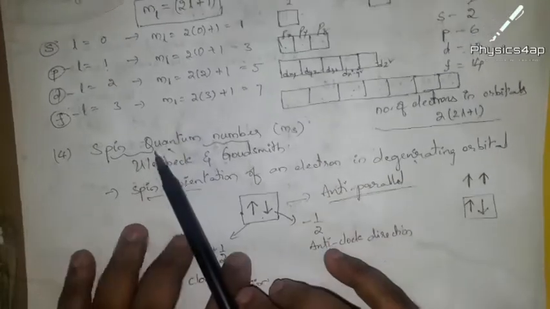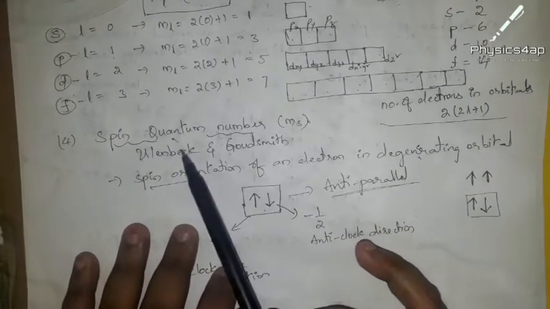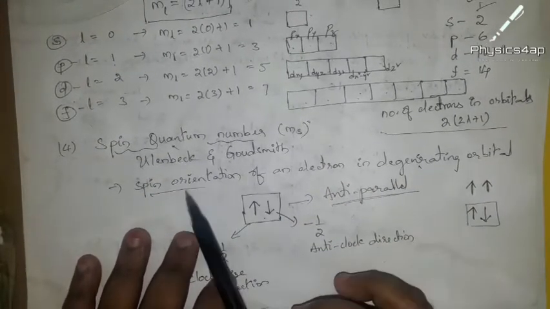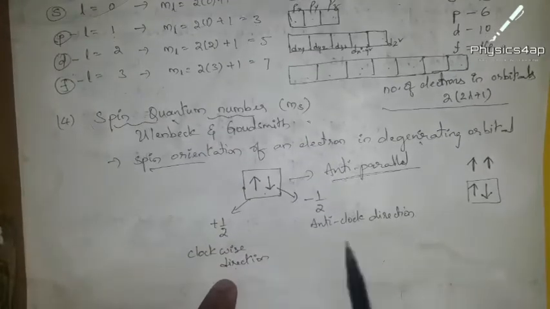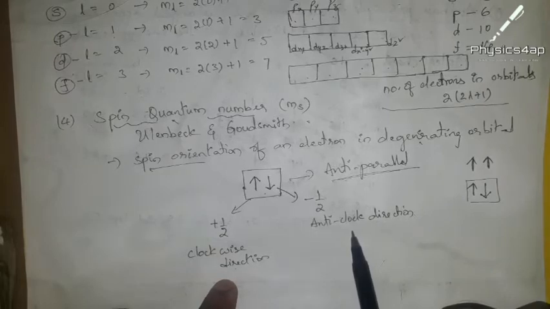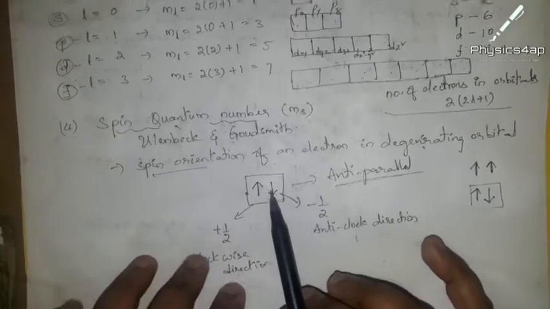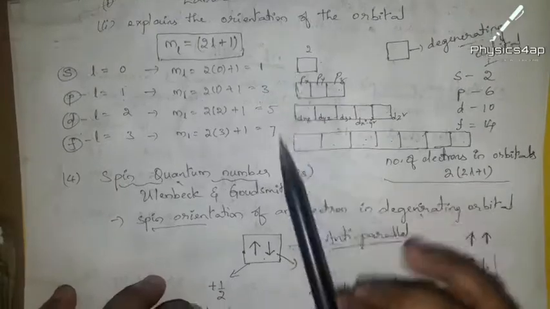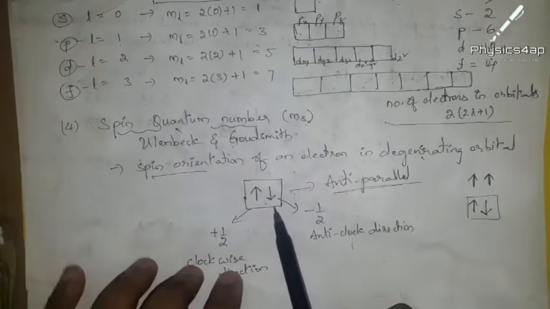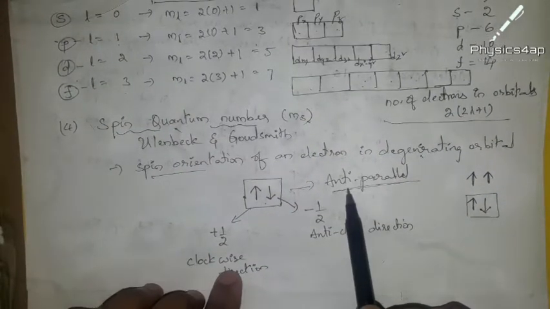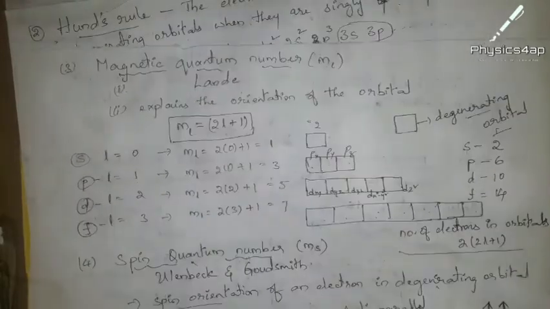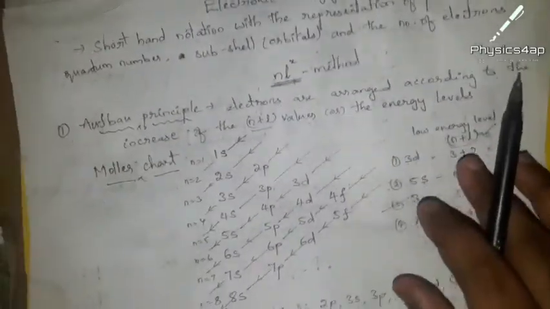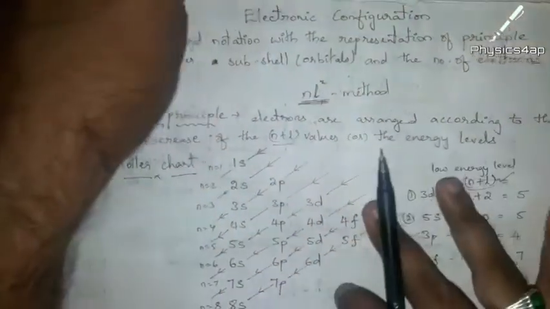And next, coming to the spin quantum number, which was explained by Uhlenbeck and Goudsmit. It explains the spin orientation of the electron, whether it is moving in a clockwise or anti-clockwise direction. Two electrons can fit in one single degenerate orbital with an up arrow and a down arrow, which are anti-parallel to each other, and plus half indicates the clockwise and minus half indicates the anti-clockwise direction.